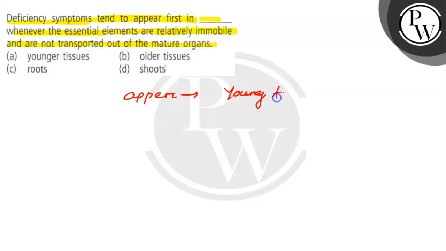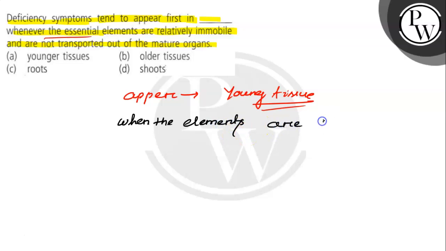How? Younger tissues, because we know that the deficiency symptoms first appear in the older leaves, but in this case the deficiency symptoms appear in the younger leaves. कब होता है? Whenever the elements are relatively immobile, that means they cannot move from one part to another part.